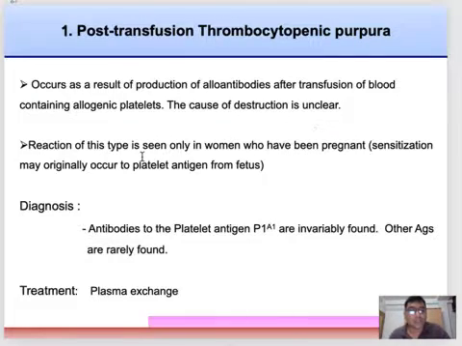However, a reaction of this type is seen only in women who have been pregnant, and sensitization may originally occur to platelet antigen from the fetus. So how can we diagnose post-transfusion thrombocytopenic purpura? We can use antibodies. Antibodies to the platelet antigen P1A1 are invariably found. Other antigens are rarely found. This antibody is very common, so we can use antibodies against this one. And the treatment is plasma exchange. You just have to change the plasma.